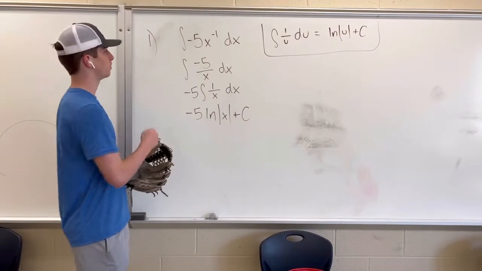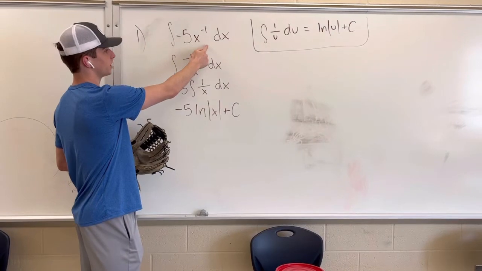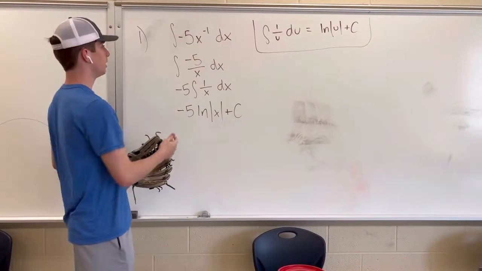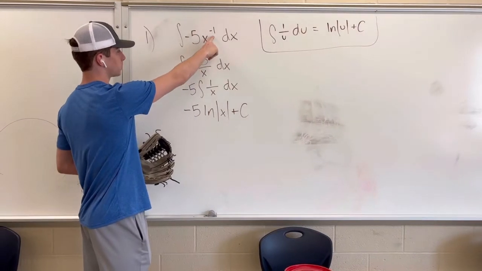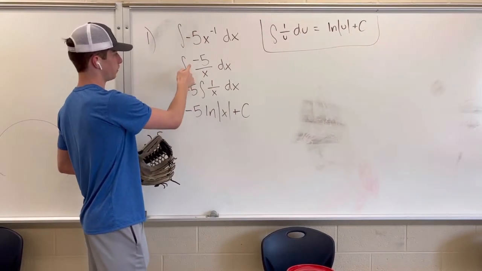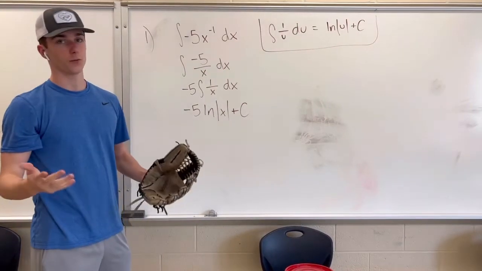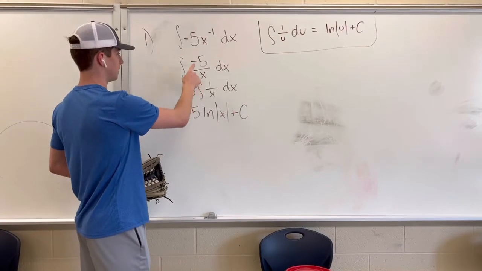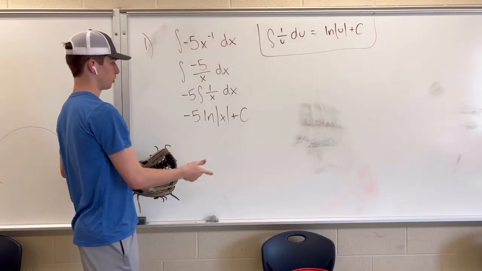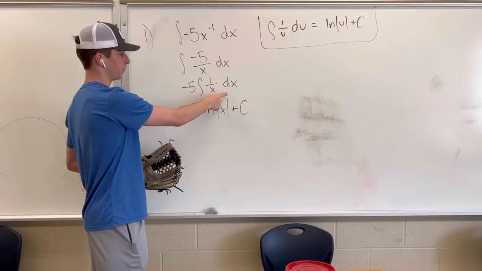So here's our base equation, integral of negative 5 x to the negative 1 dx. So first what you want to do is take this negative exponent and move it to the bottom, making the equation integral of negative 5 over x dx. And then from there, you can move the negative 5 to the front of the equation, making the new equation negative 5 integral 1 over x dx.